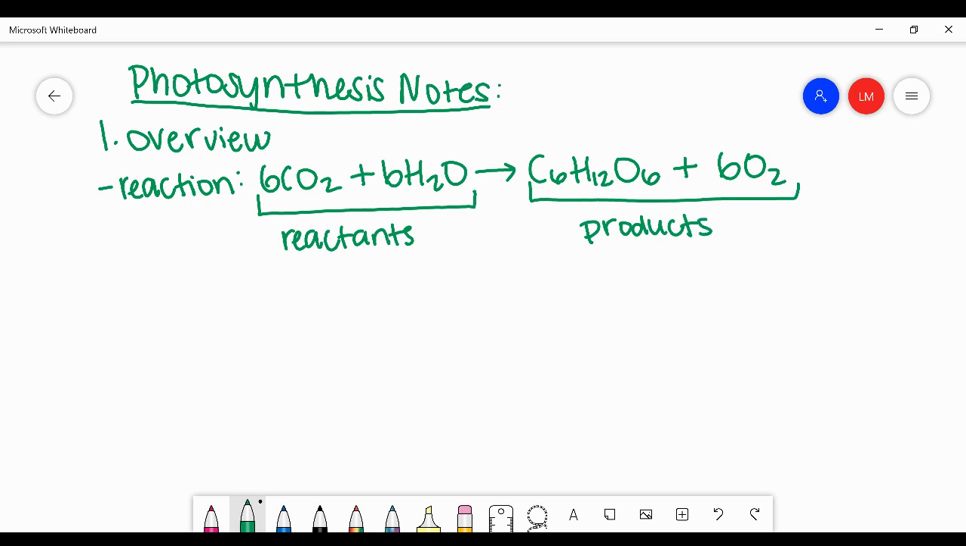What this means is that during photosynthesis, 6 molecules of carbon dioxide and 6 molecules of H2O with light energy make 1 molecule of C6H12O6, which is glucose, and 6 molecules of oxygen. So things like plants or photosynthetic algae use carbon dioxide, water, and light energy to make glucose and oxygen.